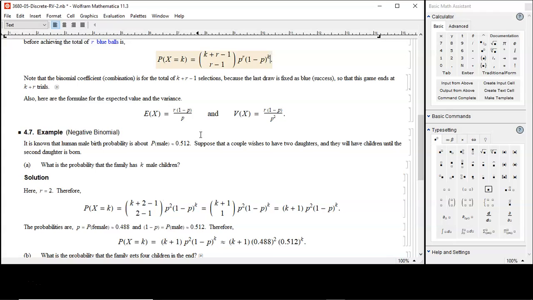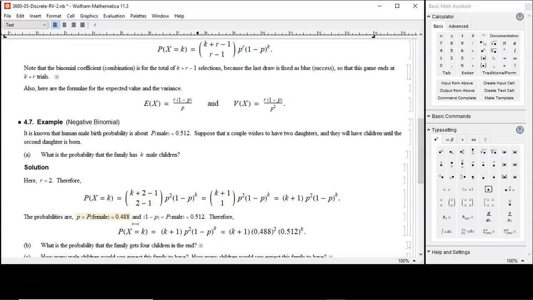See, from here, the r value is 2 daughters, so 2 successes, and then k failures. So for daughters, 0.488, that's the success probability. For males, for sons, 0.512, that's the failure probability. It sounds a bit awkward to call success versus failure for human birth, because both are supposed to be considered as success. But anyway, it's just a mathematical term, okay? In any case, any kind of birth is actually a success for humans. But anyway, here we have that computation.